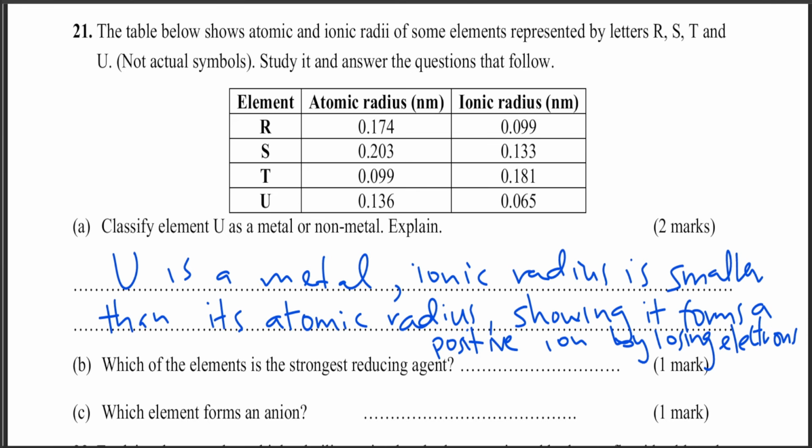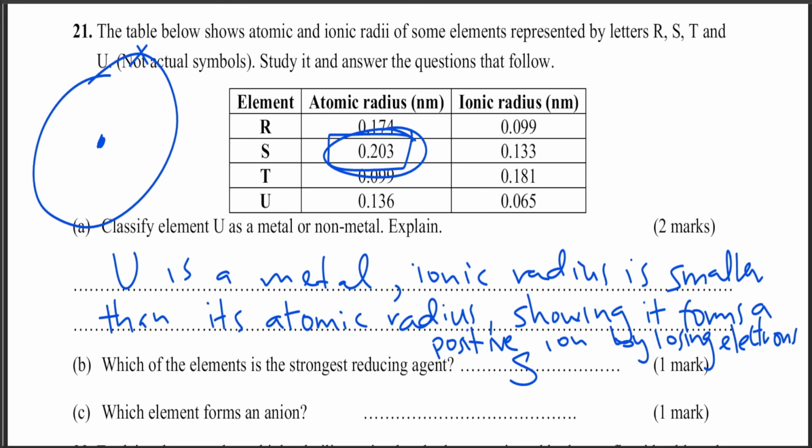The one that has a larger atomic radius is the strongest reducing agent. So S is your strongest. You see, it hasn't asked to explain, just state. But why is S the strongest? The one which is further out, or has a larger atomic radius, its electron can be easily lost, because a strong reducing agent is the one that loses electrons easily. So the one with the large atomic radius loses its electron much easier compared to the one which is smaller.